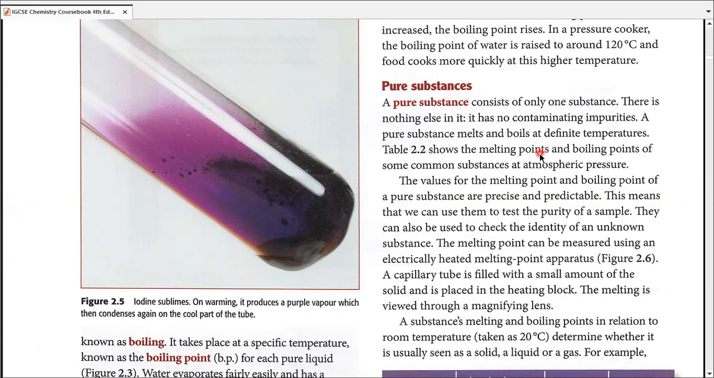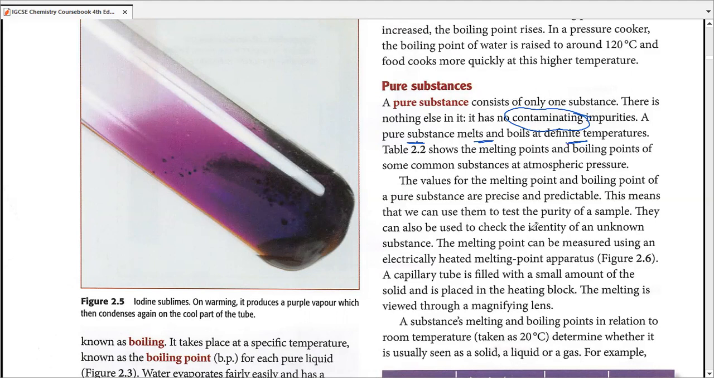Make sense? Yes, sir. So most of the things that you handle in daily life are actually mixtures. They're impure. But if the impurity is good for you, we do not call it a contamination. Contamination is an impurity which is not good for you. Now, if we talk about pure substances, they melt and boil at definite temperatures. That's the best part.